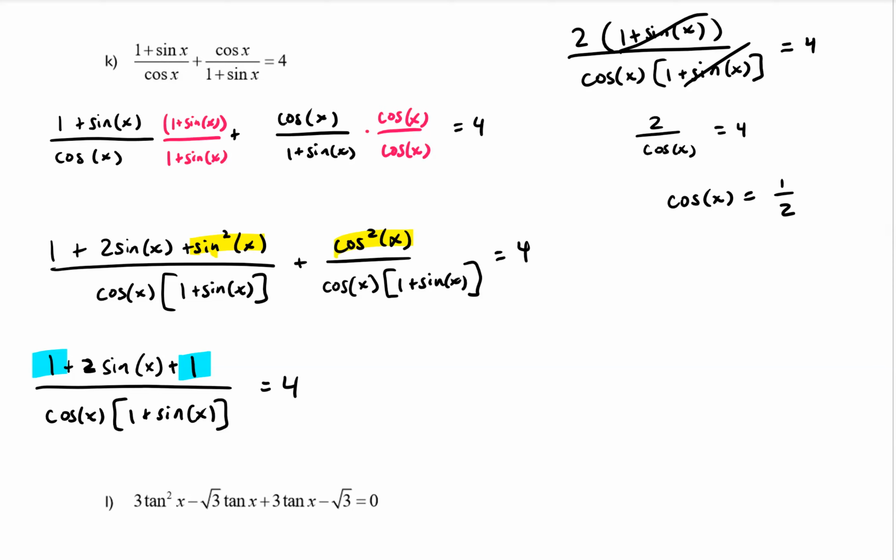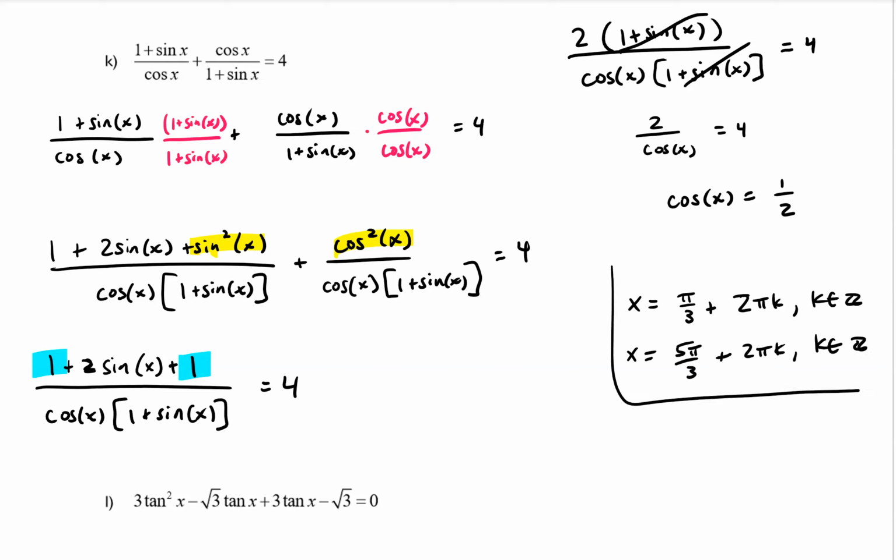And so we are trying to find the x values where cosine is equal to 1/2, and that is going to happen when x is equal to pi over 3 plus 2 pi k, where k is an integer, and then also at 5 pi over 3 plus 2 pi k, where k is an integer. So that completes example K.